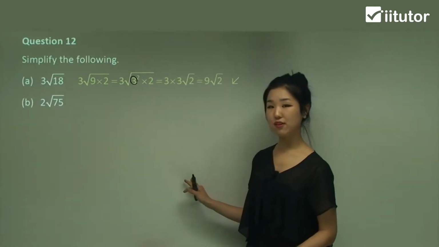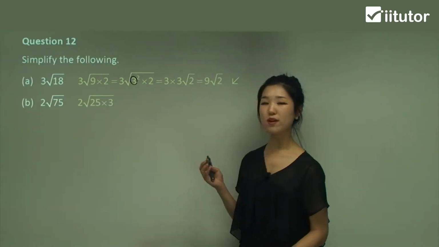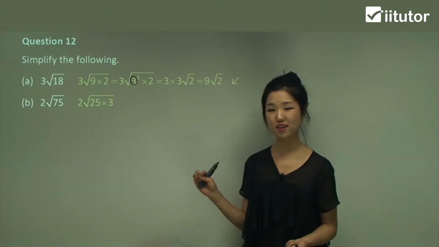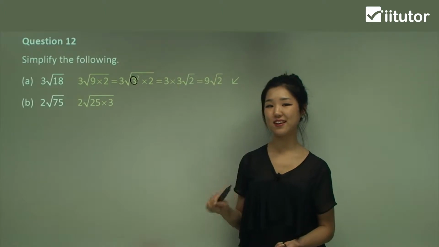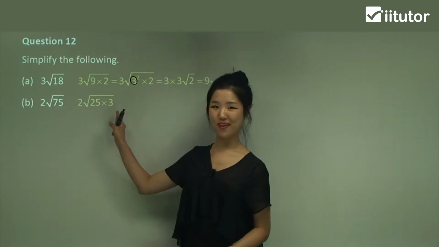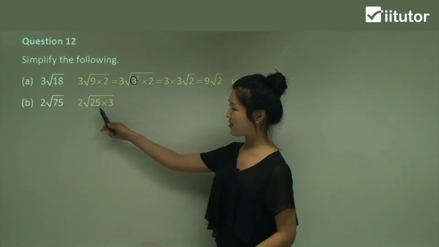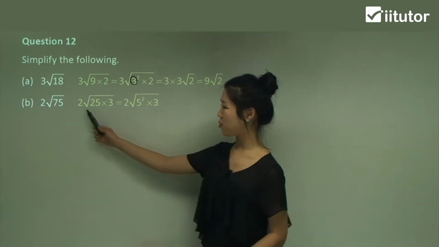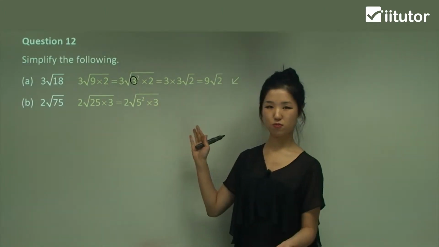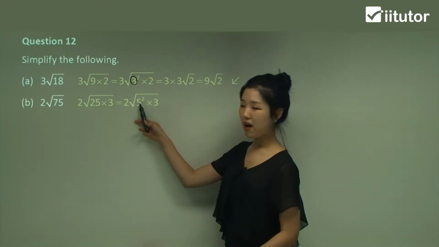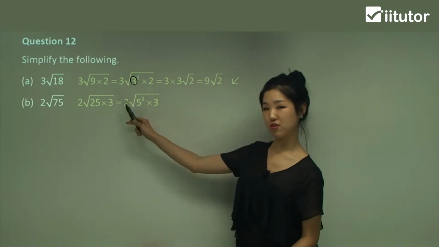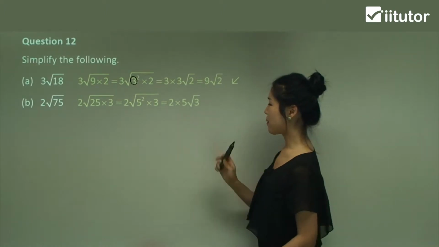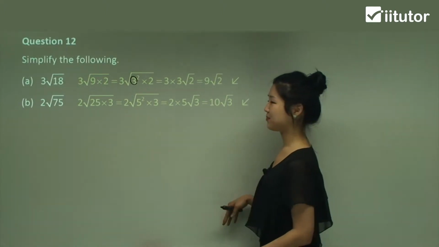B, 2 root 75. 75 is 25 times 3. And again, guys, you might not get this as quickly as I do. You might have to do a bit of working, a bit of trial and error with your calculator. So don't worry if you can't get the answer straight away like I do. Now 75, as I said, is 25 times 3. I know that 25 is 5 squared. And make sure you always keep that 2 out the front. Don't take that away for some reason. Because of the 5 squared, we can take the 5 out with the 2. So this becomes 2 times 5, and the 3 remains inside the root. 2 times 5 is 10, so 10 root 3 is your final answer.